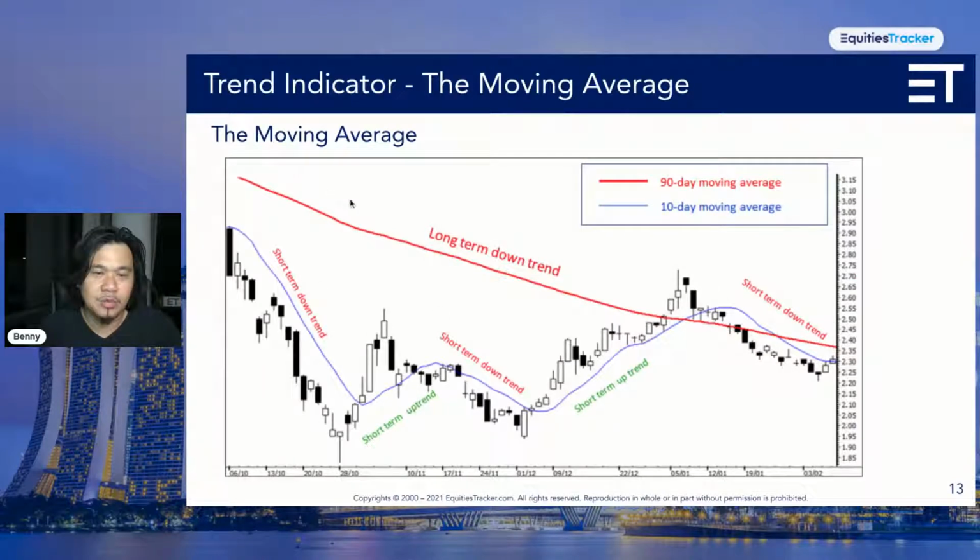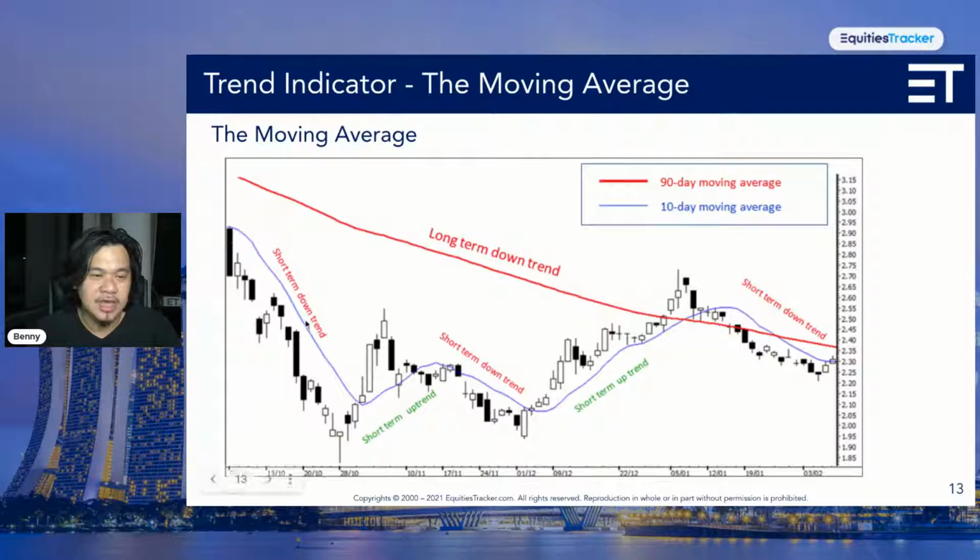When we try to identify a trend, whether it's a bullish trend or a bearish trend, we need to know which time frame, or which period of trend, you're trying to identify. Are you trying to identify a short-term one, or a long-term one? For example, if you look at this price here and put a long-term 90-day moving average, you can see that this whole chart was going down, and most of the time the price is trading below this moving average. So the whole period here is in a long-term downtrend.